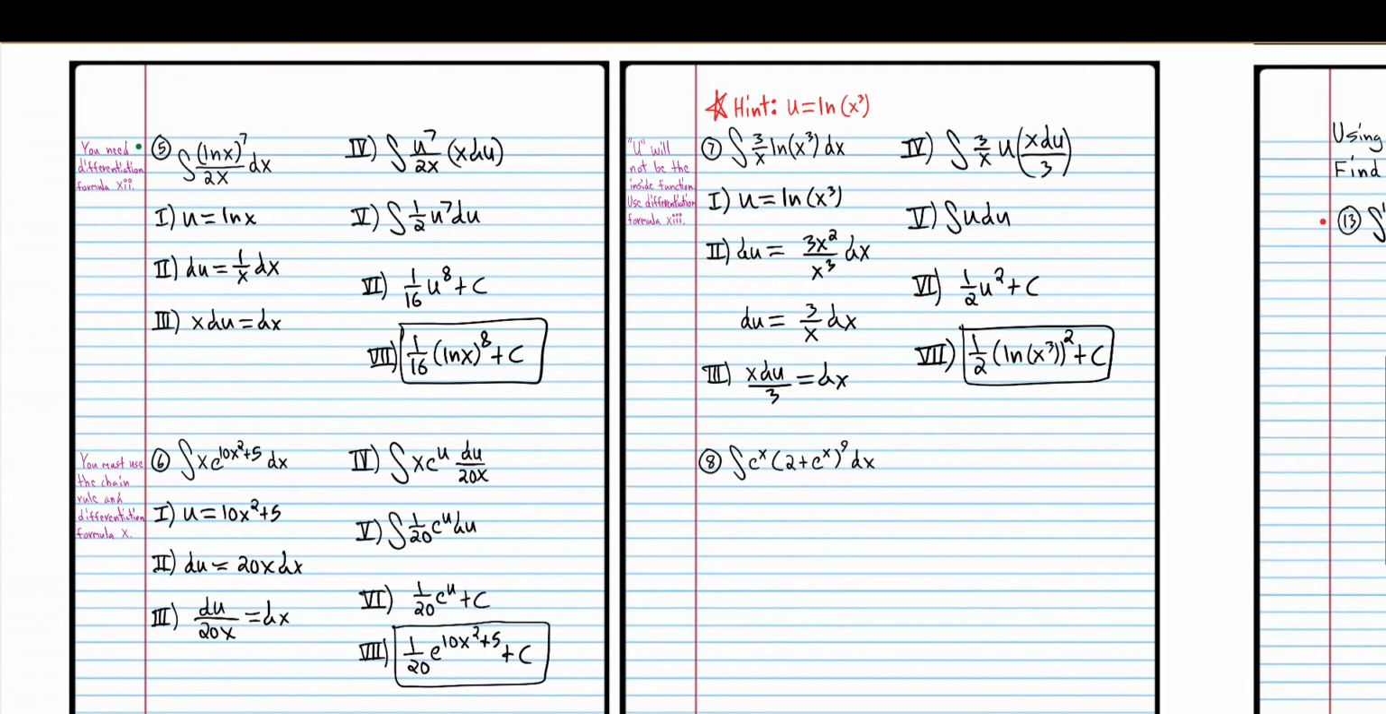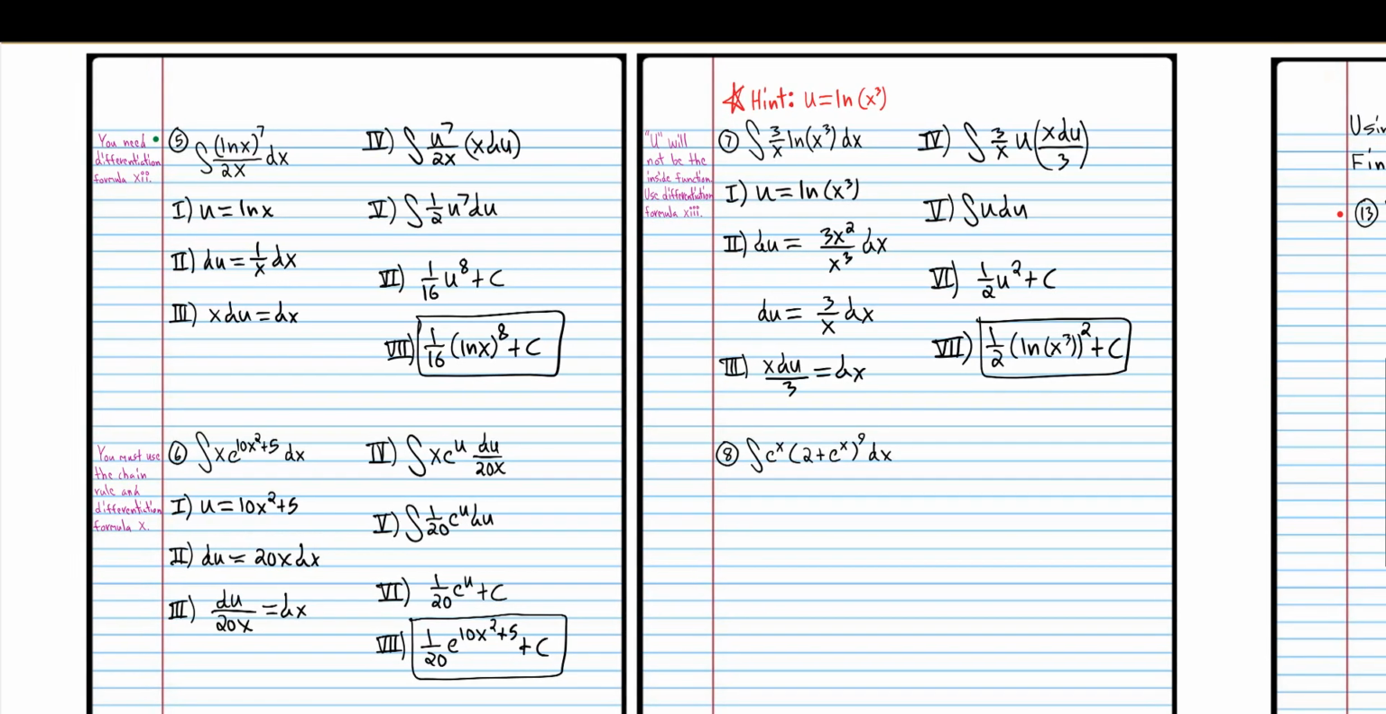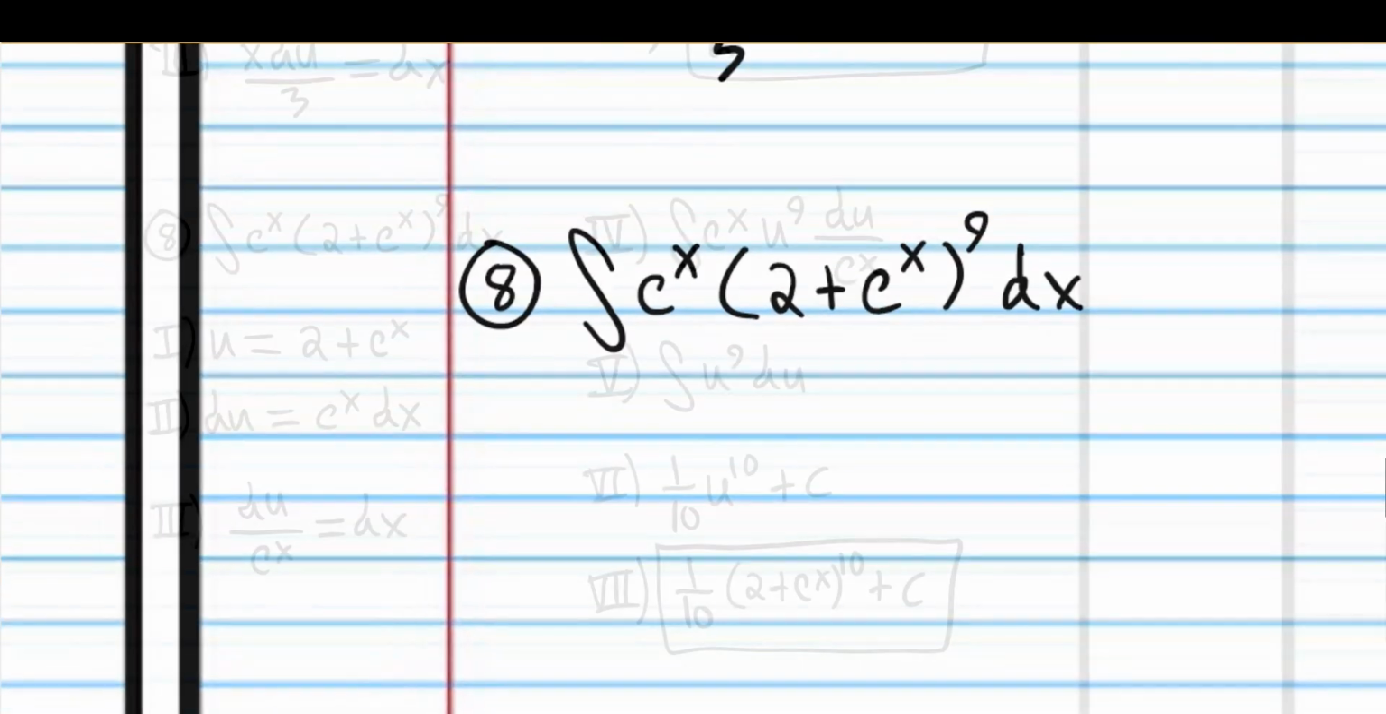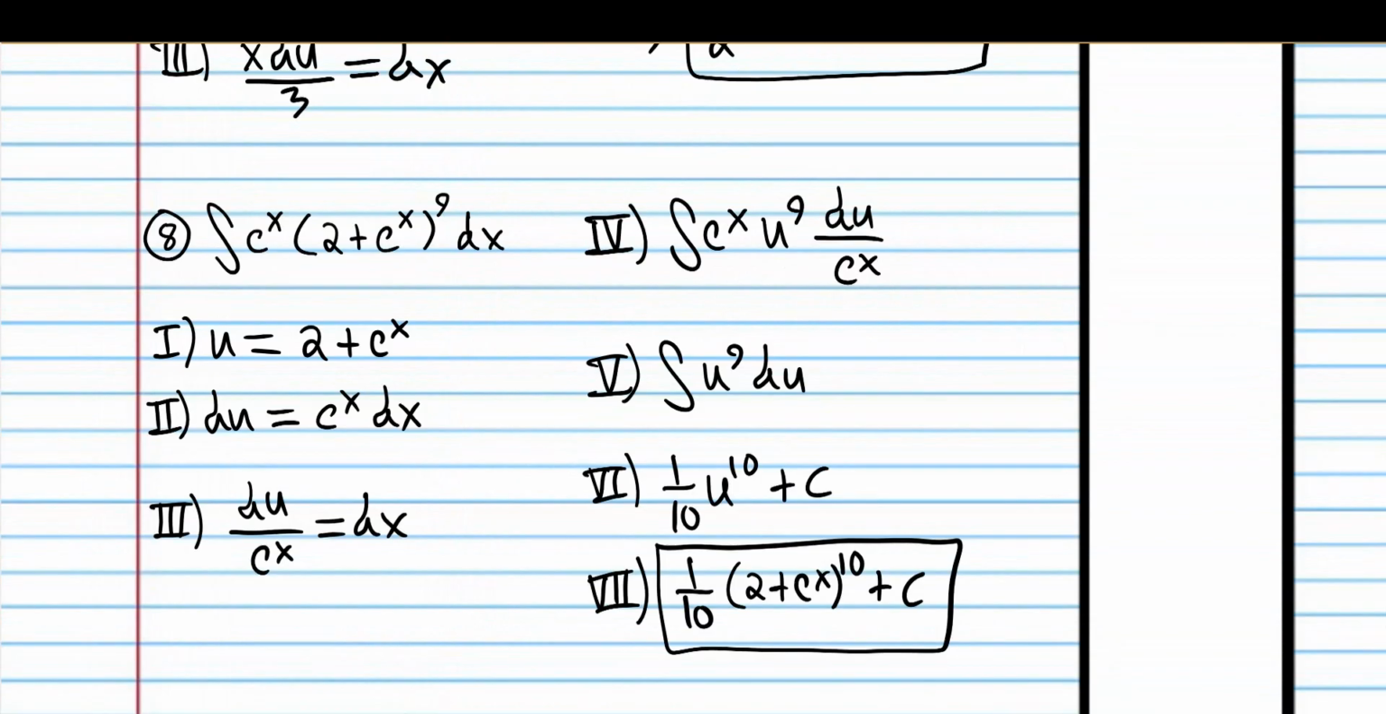Okay, so I want you to try number 8. Remember, the derivative of e to the x is e to the x. And use your differentiation formulas. Try number 8. When you come back, we'll do it together. Okay, we're back. If you got that right, perfect.